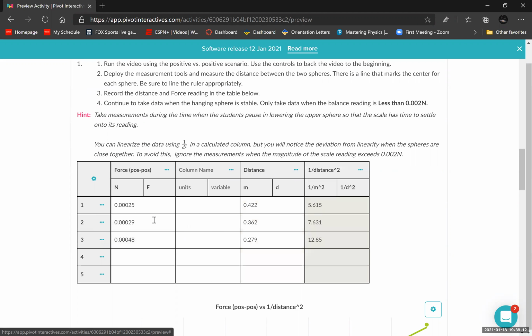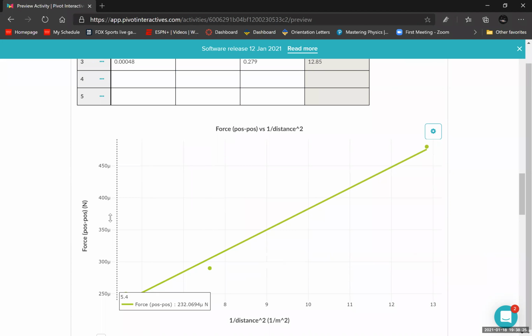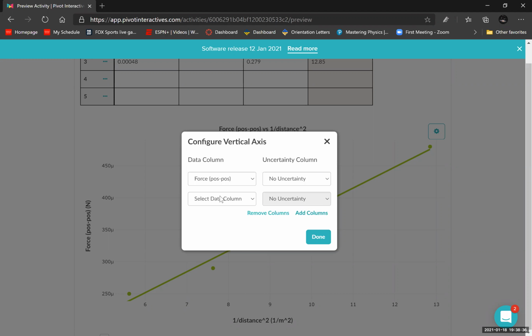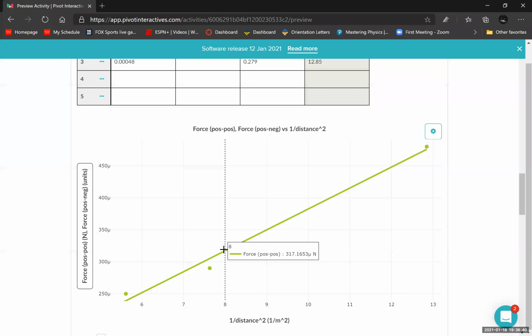and have another column to the right of that. And let's say have force, maybe positive, negative, or whatever you choose, right? And then have the experimental values for that. And then when you come back over here, you can have two forces plotted together. For the vertical axis, you can say add column, and then you can choose positive, negative in this case, for example, and then you're going to get two plots on one graph, okay?